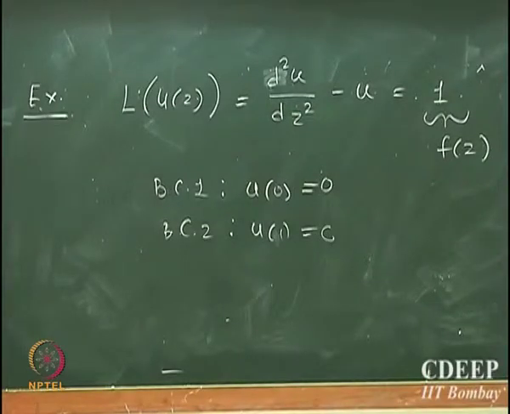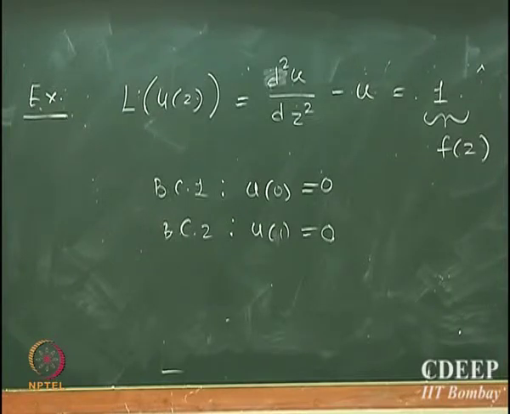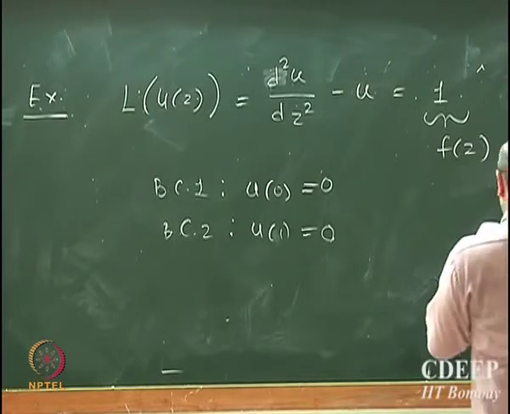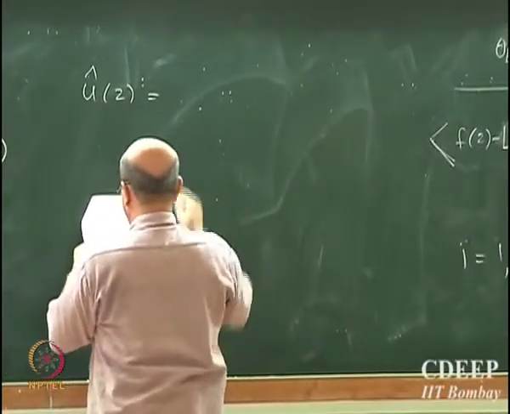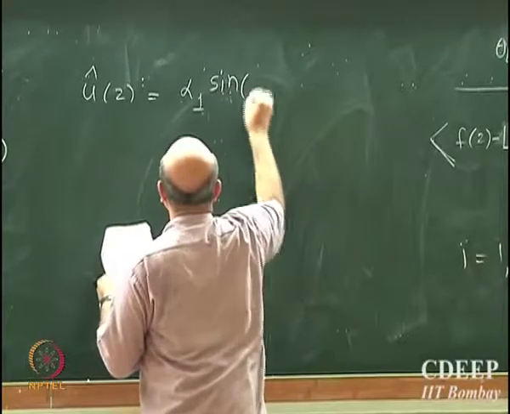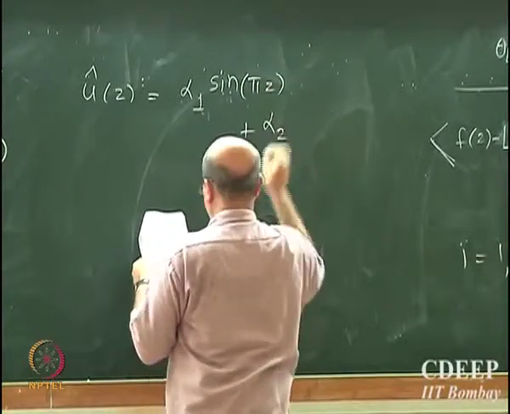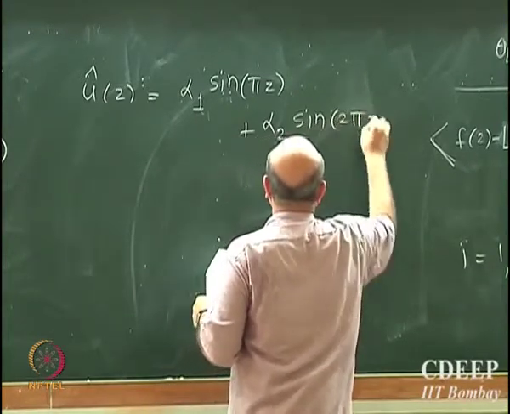Now, I am going to take a very, very simple solution to this problem. This particular problem, you must have seen in the other course, can be solved analytically. You will get an analytical solution. Right now, the motivation is to convey some concept, so that is more important. So let's take this approximate solution, u cap z, which is alpha 1 sin pi z plus alpha 2 sin 2 pi z.